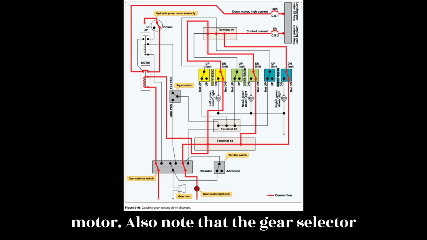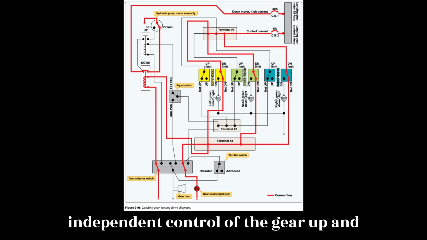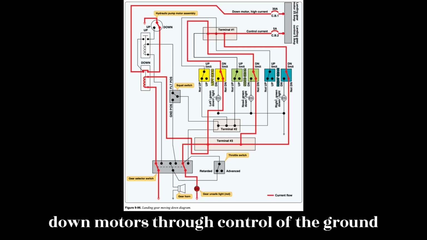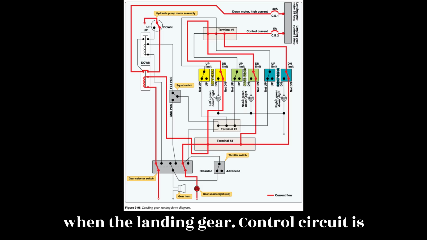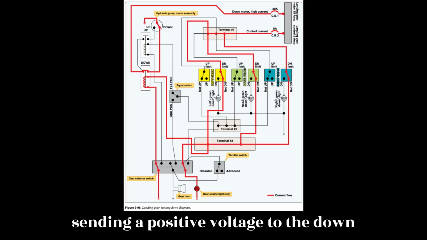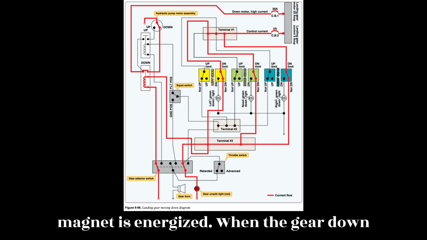Also note that the gear selector switch controls the negative side of the gear solenoids. The selector switch has independent control of the gear up and down motors through control of the ground circuit to both the up and down solenoids. When the landing gear control circuit is sending a positive voltage to the down solenoid, and the gear selector switch is sending negative voltage, the solenoid magnet is energized.